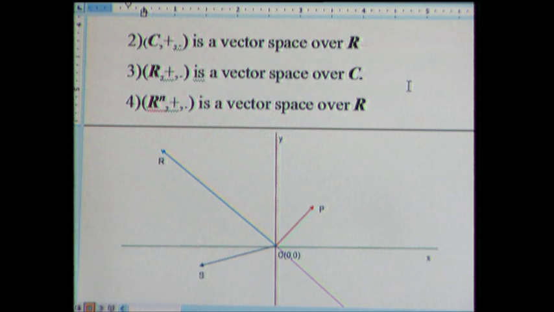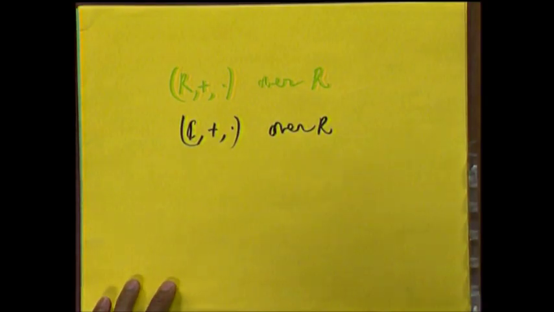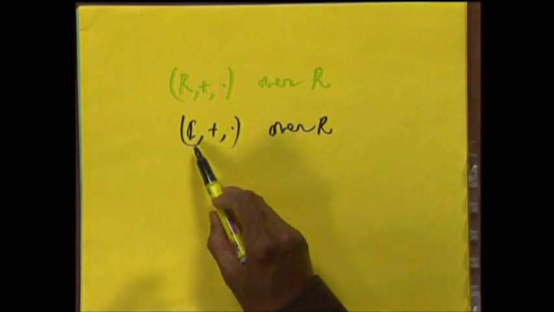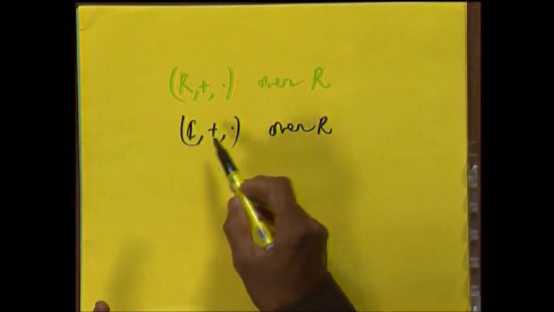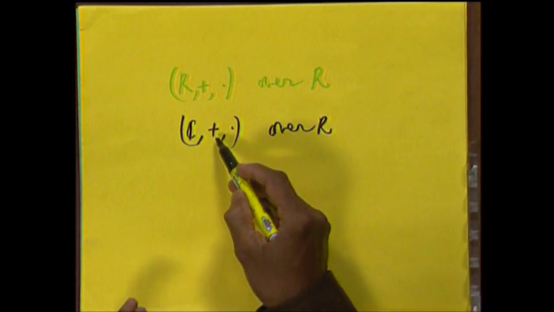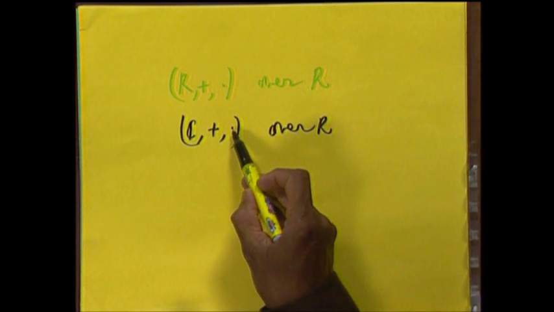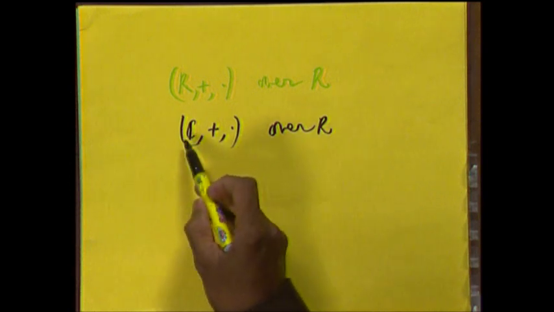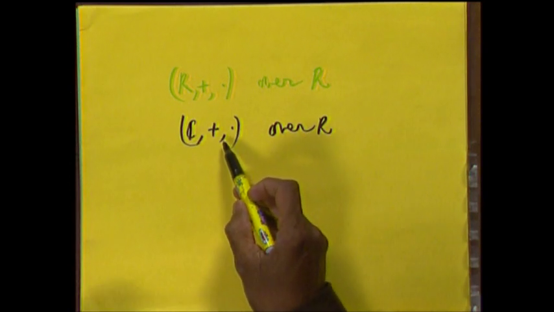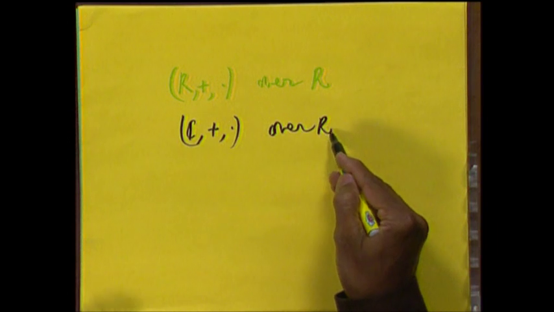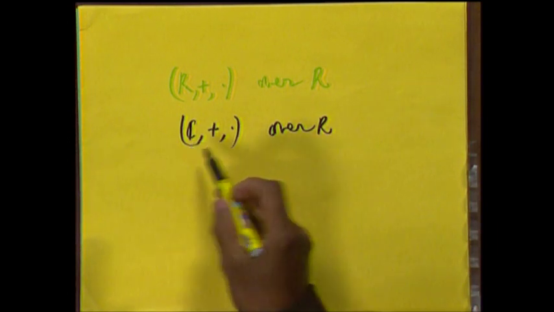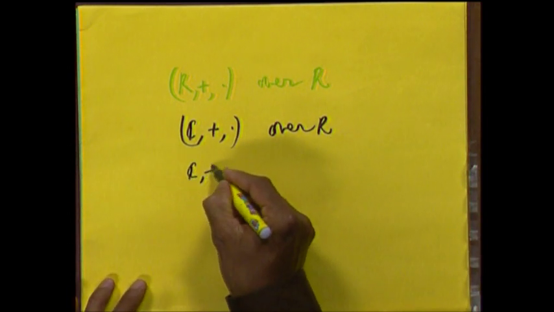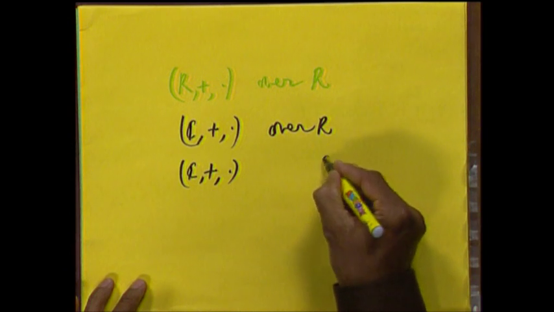Another example is C plus dot over R, which is a vector space. C is the set of complex numbers. We know that the complex numbers form an abelian group under the usual addition, and under the usual multiplication of complex numbers by real numbers, we can see that C plus dot satisfies all the 10 conditions in the definition of vector space where the field is taken as R. Therefore, the set of complex numbers forms a vector space over R.